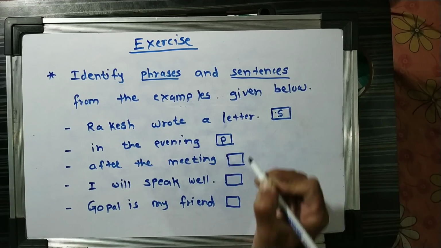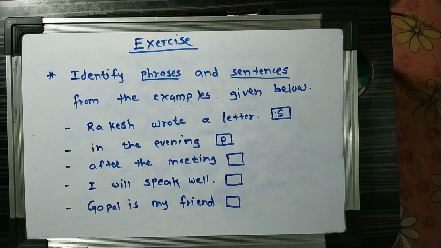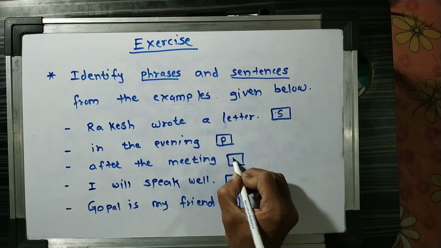in the box. Next one, after the meeting. Now after the meeting is also a group of words, but again it is not giving us complete sense, it is just giving some meaning, and therefore this third group of words is also called a phrase and not a sentence.